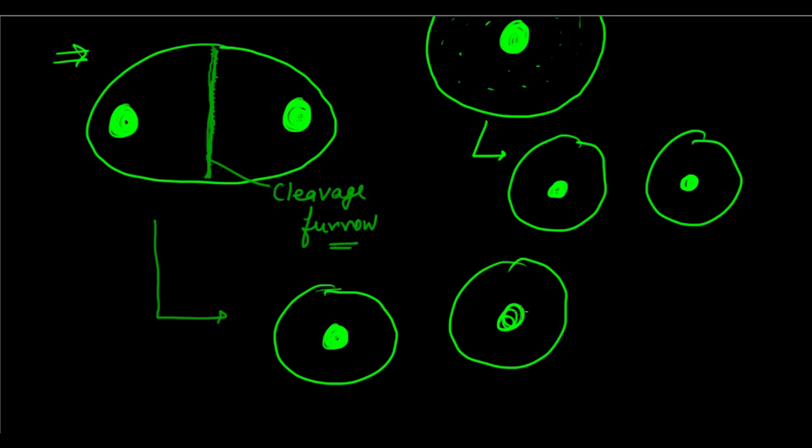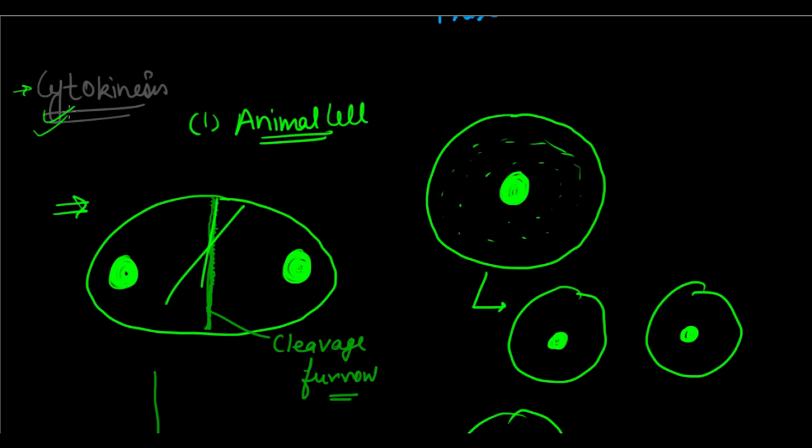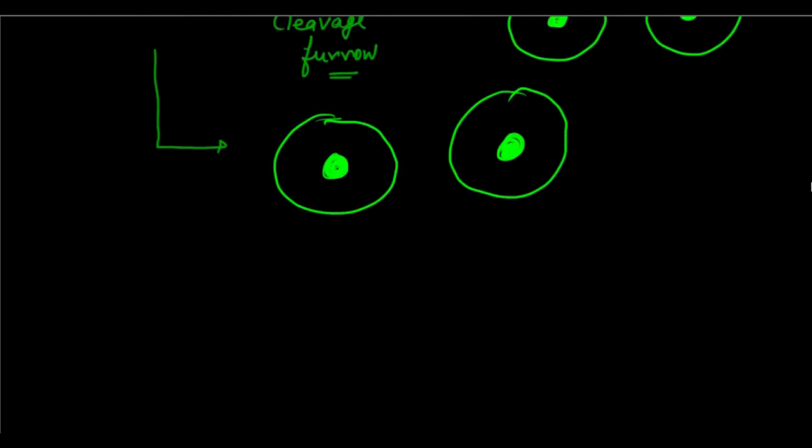Right, so it's basically this cleavage furrow. It's going to divide the cell. It's going to break the cell. So you can see here the cell is being broken. The cell breaks, and once the cell breaks, we have these two daughter cells formed, right? That's how cytokinesis takes place in animal cells. The easiest procedure, right? It's not too tough, is it?